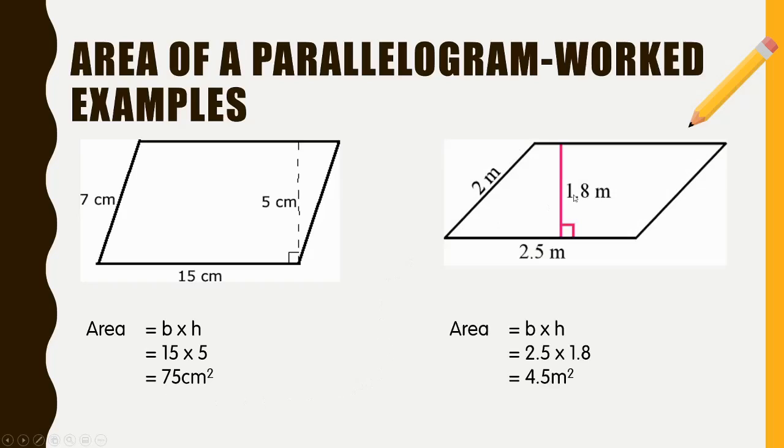Same here. Again, we've got 2 meters, 2.5 meters, and 1.8 meters. We look for the two sides that are perpendicular, right angles to each other. And so we get our 2.5 for our base, our 1.8 for our height, and then we multiply to get 4.5 meters squared.